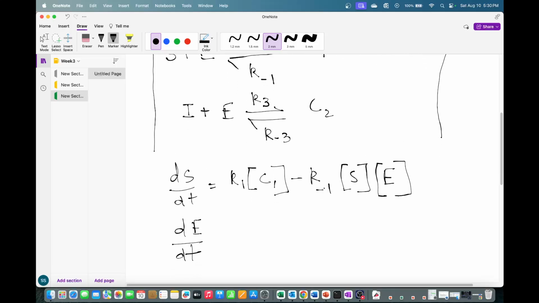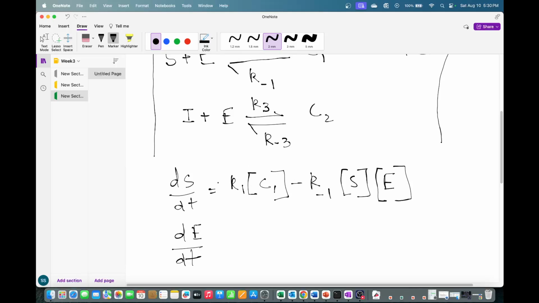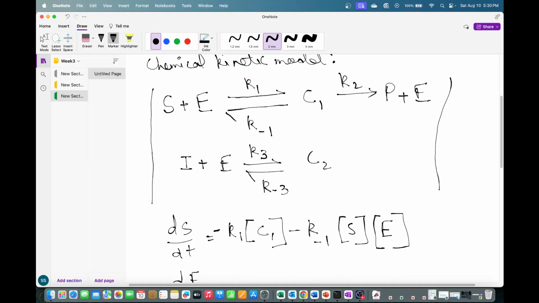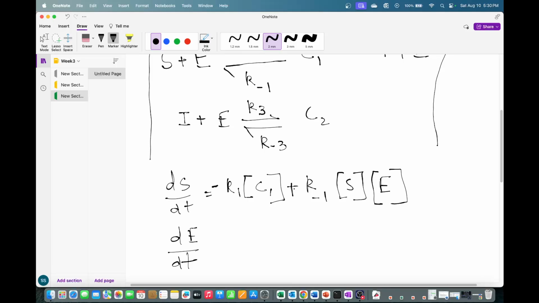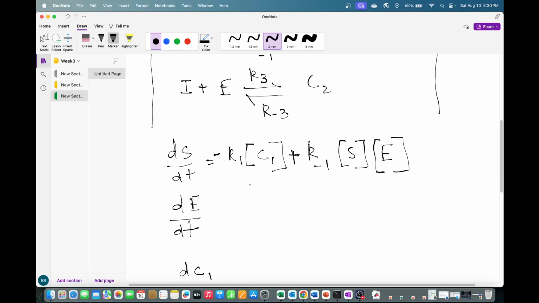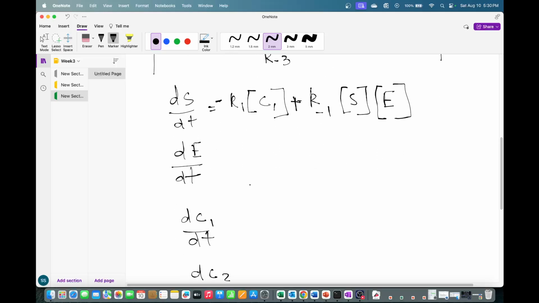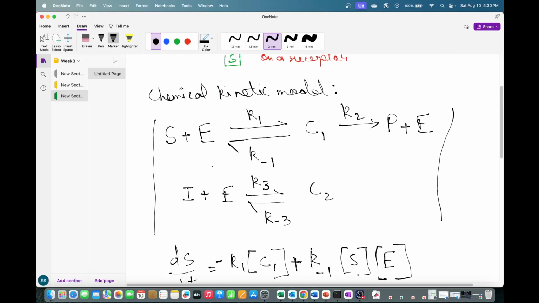So S is getting, sorry, I wrote a wrong symbol here. This is where it is getting used up, K1 into C1. This is where it is getting used up, and this is where it is getting produced. So this will be a positive one, right? Okay. Now similarly with E, where is E getting used up?